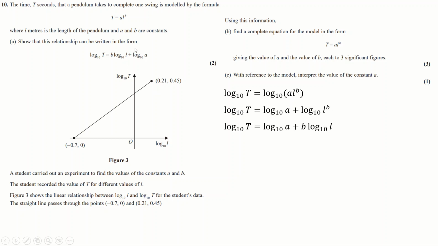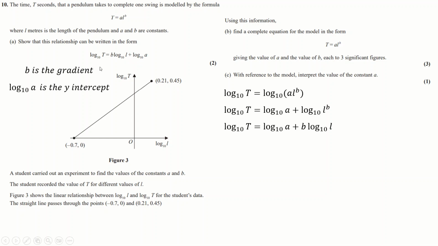Good. And now here we have a graph where its y-axis is this, notice, and its x-axis is this. So actually, if you were just to replace that with a y and that with an x, this would read y equals bx plus this. And that sounds like the equation of a straight line, right? Where b is the gradient and log 10a is the y-intercept. So that's what we need to ascertain from this.